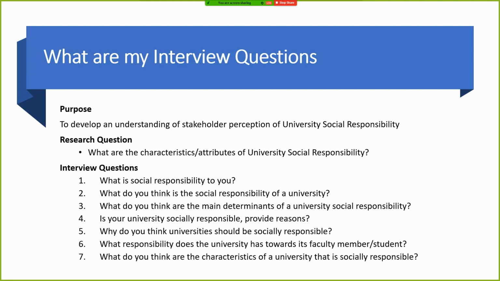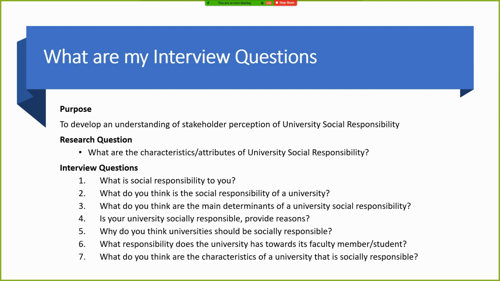Now, in order to complement this research question, you have to draft your interview questions or interview protocol for your focus group discussion. In this case, what I did for my study was that I drafted 7 interview questions. The first one was asking, what is social responsibility to them? What do you think is the social responsibility of a university? What do you think are the main determinants of university social responsibility?